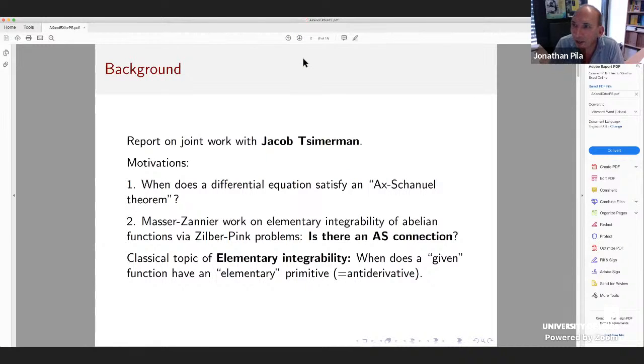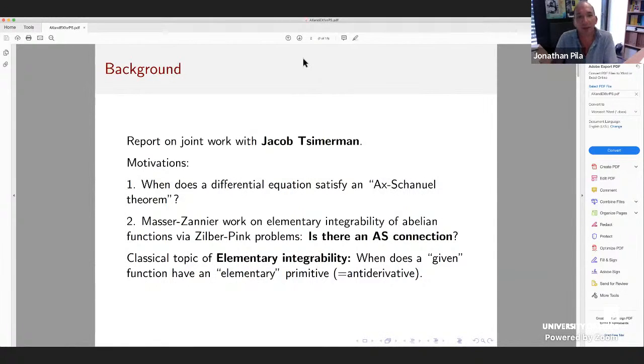So I hope the slide moved. Yes. So I'll be talking about joint work with Jacob Tsimerman, and there were two motivations for this. One was to explore Ax-Schanuel properties and when we can expect a differential equation or a collection of differential equations to have an Ax-Schanuel property.